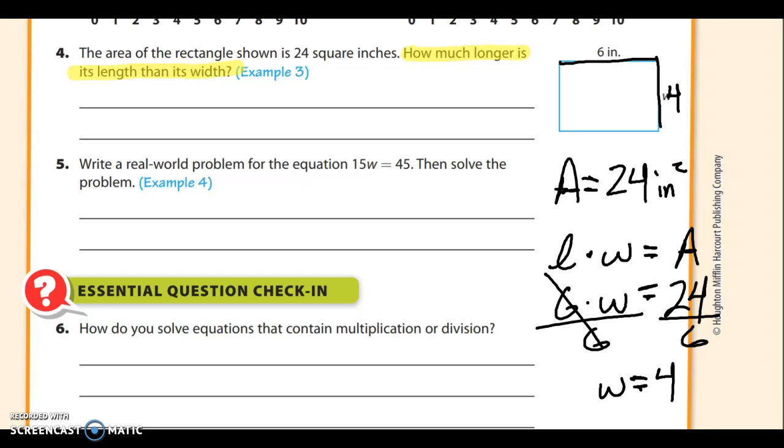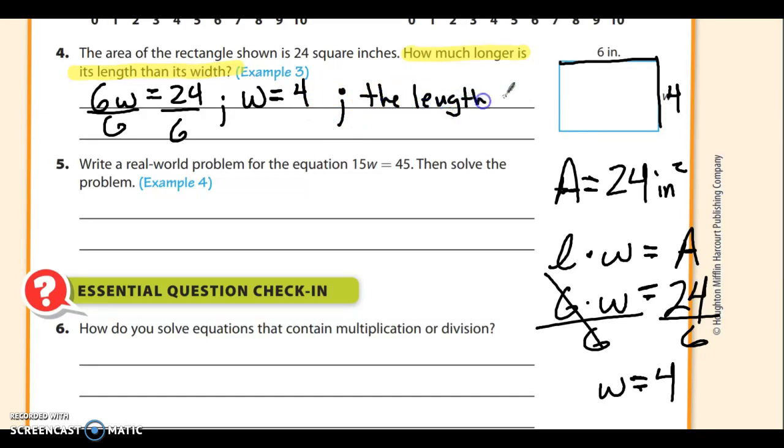So in all, what should we have done? We should have gone 6 times W equals 24. We should have solved by dividing by 6, and we would then get that W is equal to 4. The length is 2 inches greater than the width. That was not a terribly hard question, but you may have not read it carefully, so if so, just fix it and make sure that you do the final part where you subtract 6 minus 4.